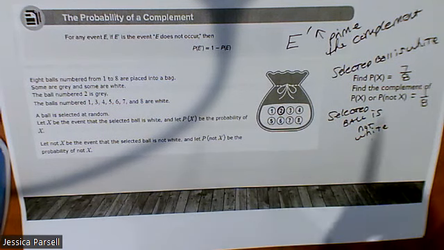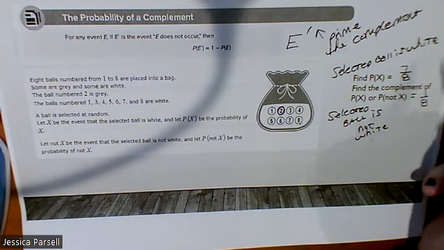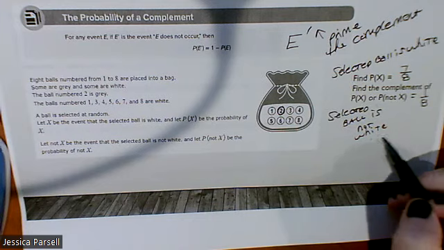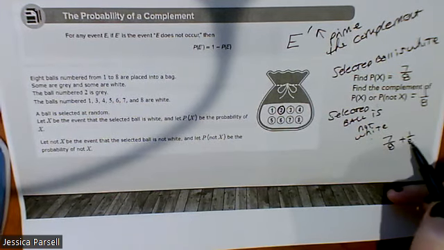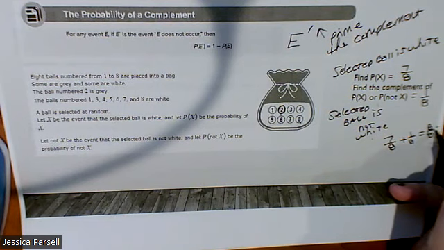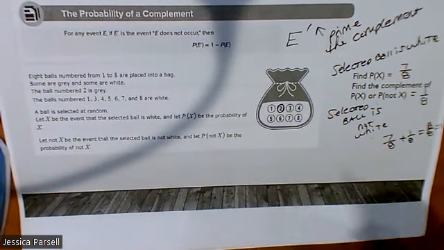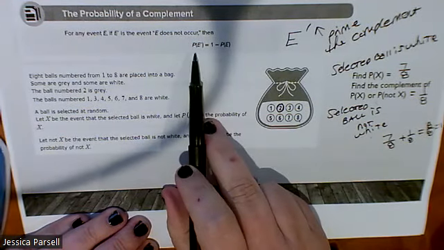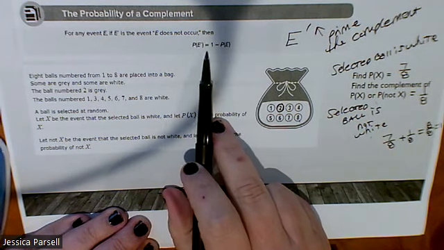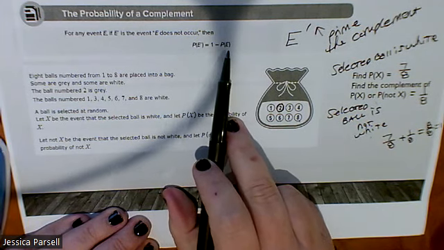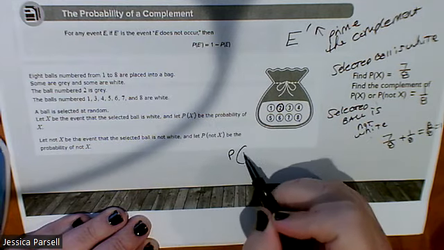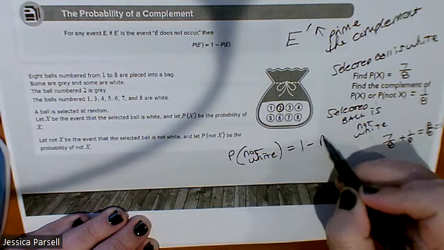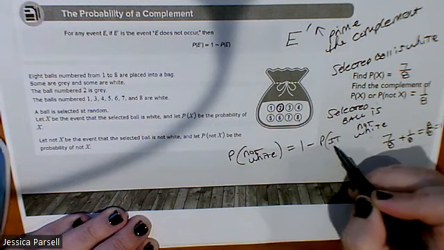So the whole goal of complements here is if you were to add these two together, so you find the probability that it's white and the complement, the probability that it's not white, and add them together, you would get 1 or 100%. Okay, so that's where this little formula comes into play. So the probability that it's not white is equal to 1 minus the probability that it is white.